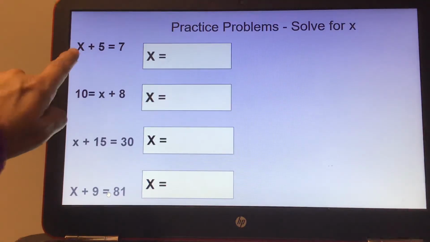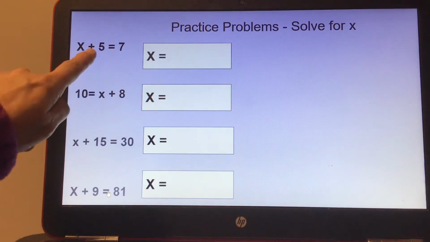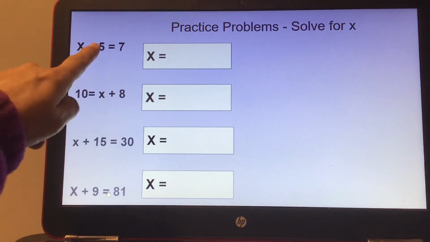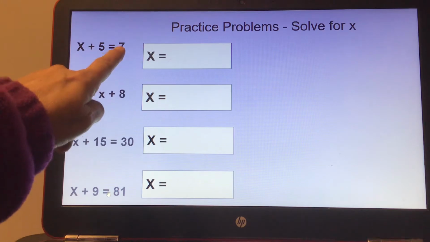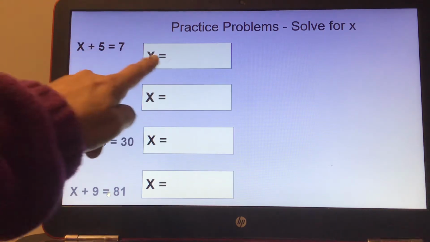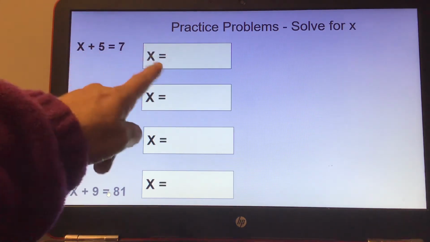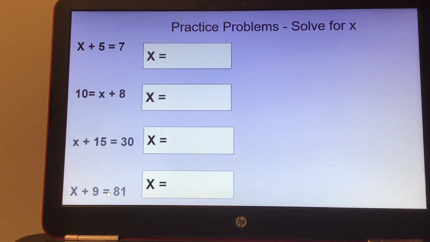Okay, so x plus 5 equals 7. This is addition, so I'm going to do subtracting. I'm going to subtract 5 from both sides, and that would leave 2. So x would be 2. So 2 plus 5 equals 7. You can always plug it back in so that you make sure your answer is correct.